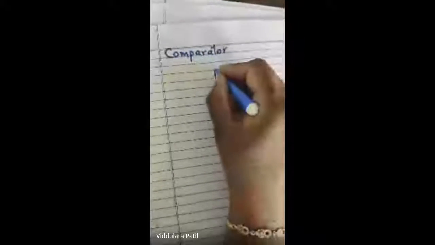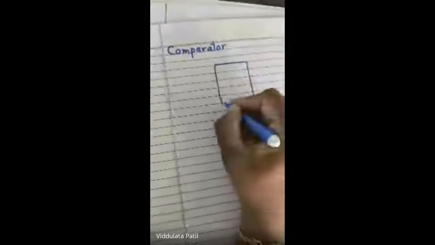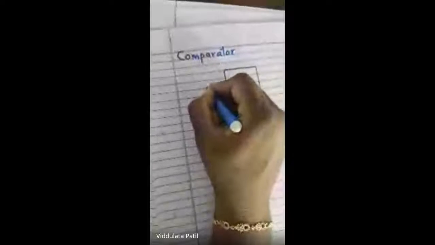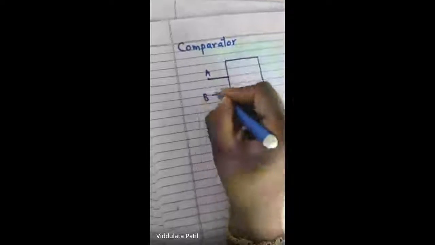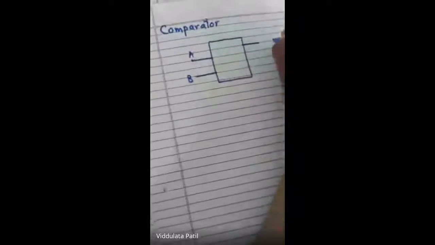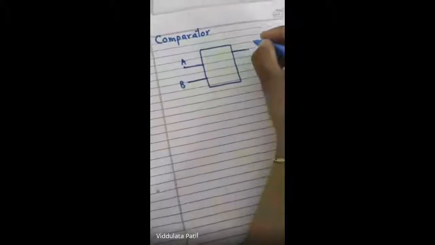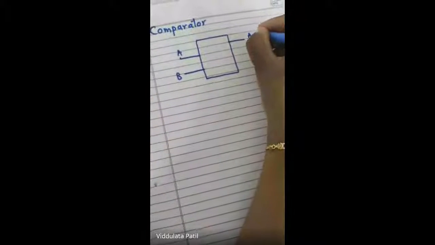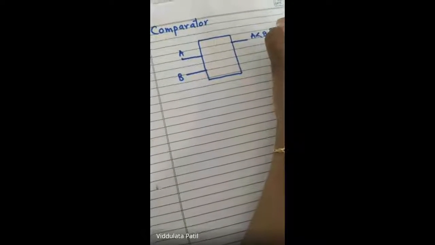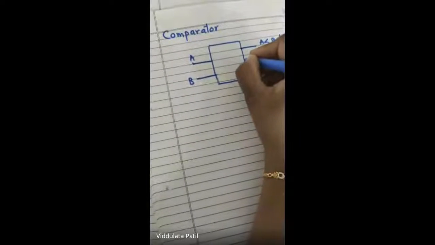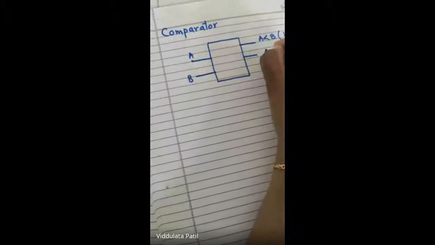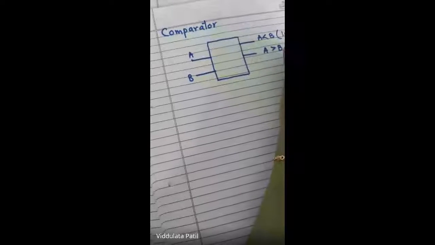So that means if we draw the block diagram, it will have two inputs, A and B, and then outputs. If A is less than B, we will call this LS, less. Then another output, A greater than B, that means greater.